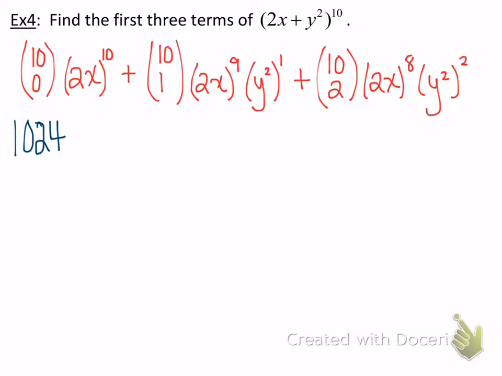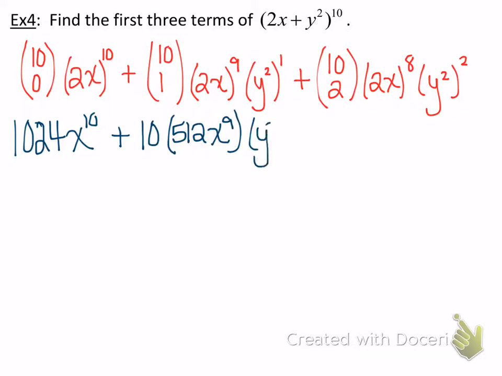I'm sorry, 10 choosing 0 is 1. 2 to the 10 is 1,024. X to the 10. Plus 10 choosing 1, which is 10, times 2 to the 9th, which is 512, x to the 9th, times y squared, because it's just y squared to the 1.